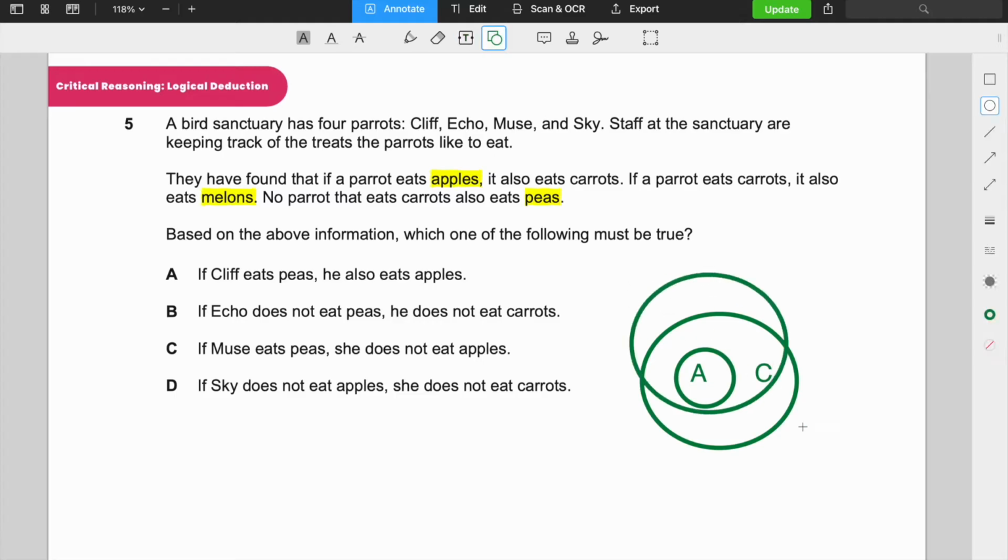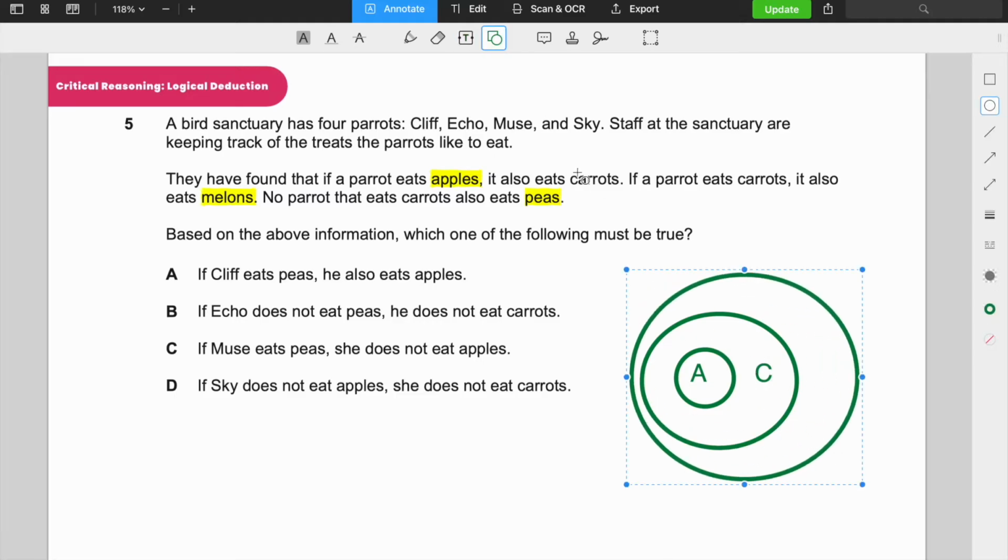So then you can draw another circle, right? So if a parrot eats carrots, it also eats melons. So all those that eat carrots will eat melons. No parrot that eats carrots also eats peas. So there's no overlap between carrots and peas. So I'm going to draw another circle. This will be peas. Now, I don't know if there's any overlap between peas and melons.